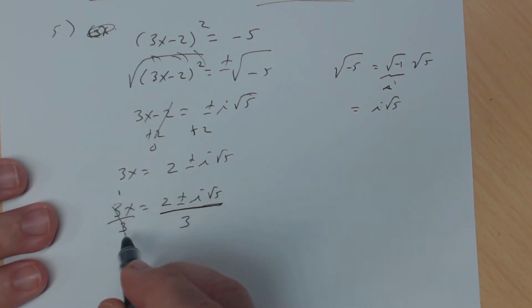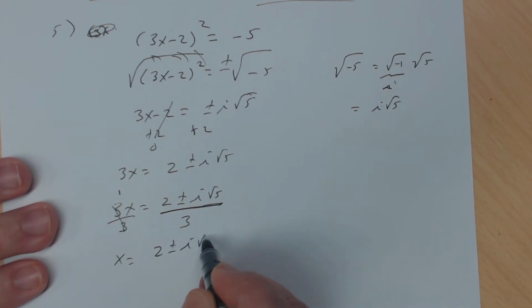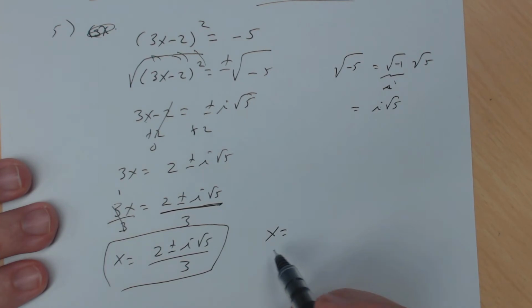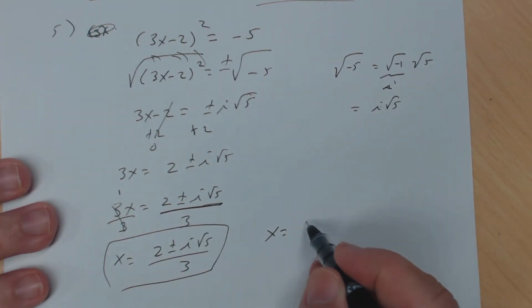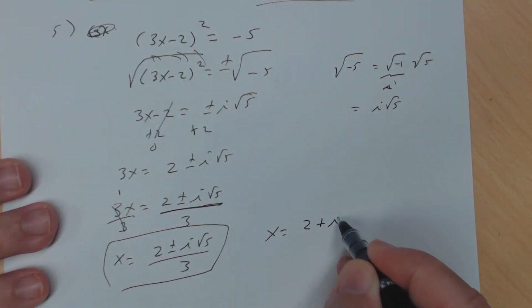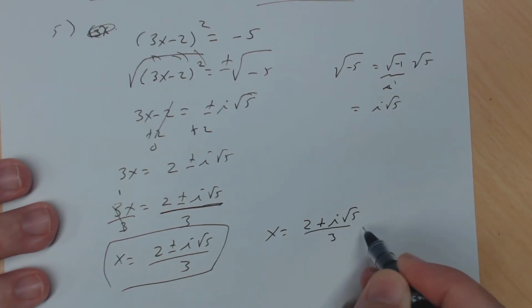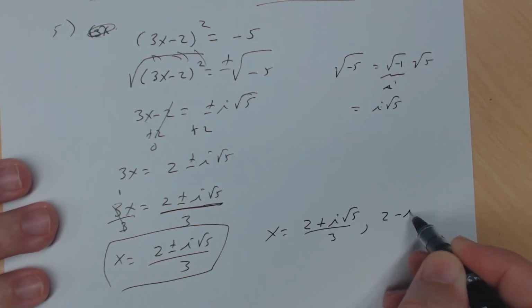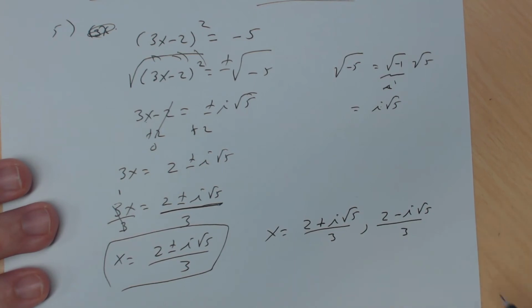Reduce, simplify. 3 divided by 3 is 1, and 1 times x is x. Then leave it in compact form, just like this. On MyMathLab, if they tell you to separate the solutions, you would say 2 plus i square root of 5 divided by 3, comma, 2 minus i square root of 5 divided by 3.